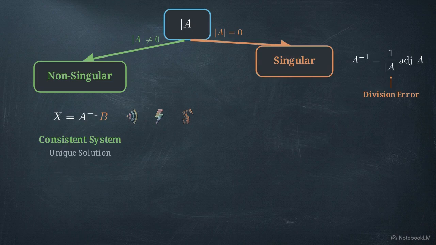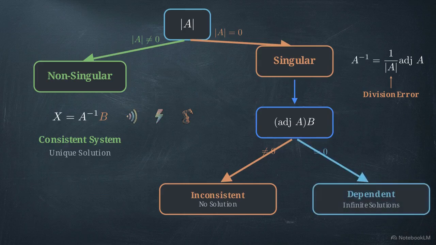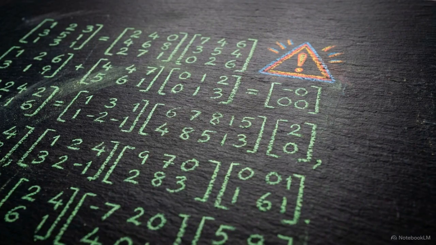To determine why a singular system failed, the software evaluates the product of the adjoint and vector B. If this product is non-zero, the physical equations contradict each other, meaning the system has no solution. If the product is exactly 0, the equations are dependent, resulting in infinitely many overlapping solutions. Calculating the determinant acts as the initial diagnostic check. It identifies if a physical model is singular before the software attempts to execute the inversion.